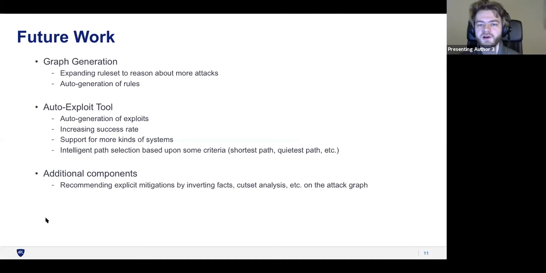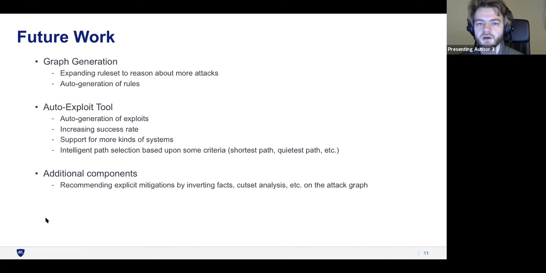So those are a lot of hard problems, right? But we're not going to tackle all of them just by ourselves. The future work that we're most directly interested in, in the immediate term, is expanding the rule set to reason about more attacks, increasing the success rate of the auto exploit tool, looking for support for more kinds of systems, walking through the graph more efficiently. That's something I forgot to talk about in the last slide, but picking a path based off of different metrics. So there might be multiple ways in the graph to attack a network, but which one do we choose?